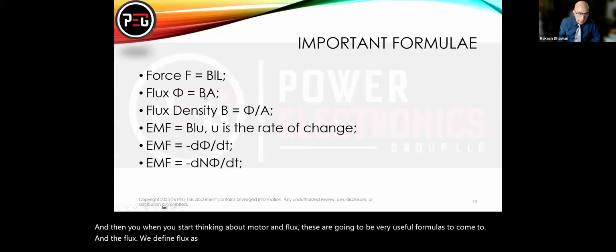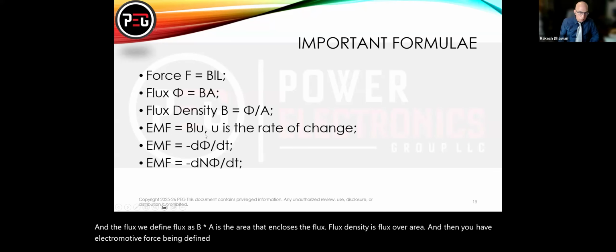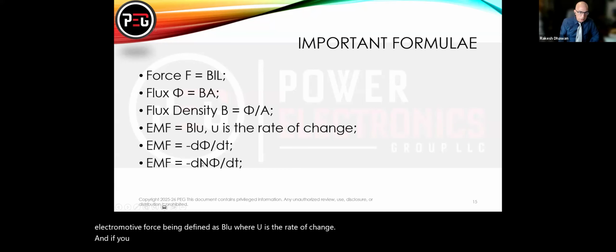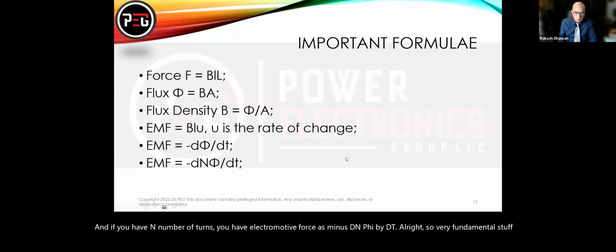And the flux, we define flux as B times A, where A is the area that encloses the flux. Flux density is flux over area. And then you have electromotive force being defined as BLu, where u is the rate of change. And if you have N number of turns, you have electromotive force as minus N d phi by dt. All right. So very fundamental stuff, and important for us to develop our further theory of motor operation. Any questions so far? Okay.